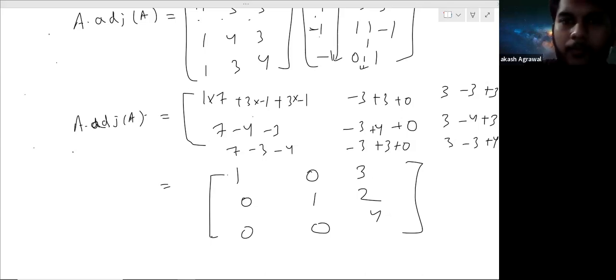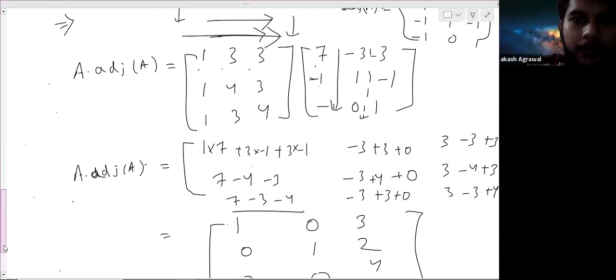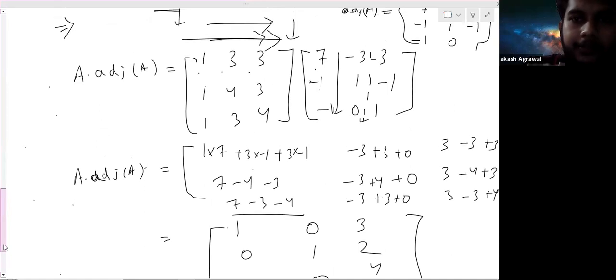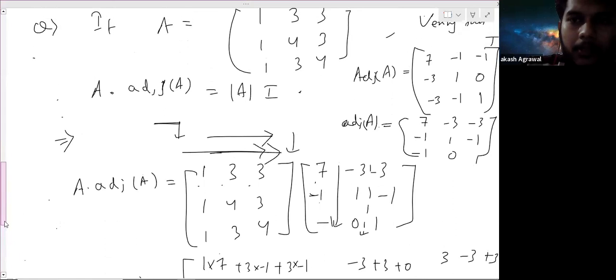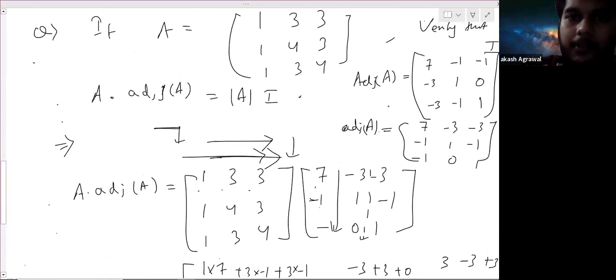Sir, A13 is not coming out as zero. Let's see. Here it is coming. Let's calculate again: 7 minus 3 minus 4. Okay, I'm going to calculate the left here. Let's see.